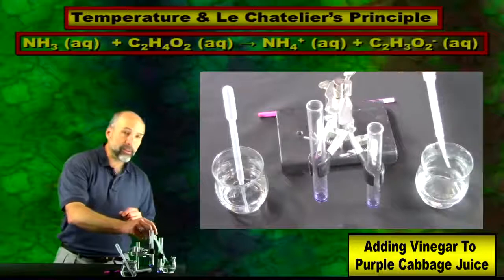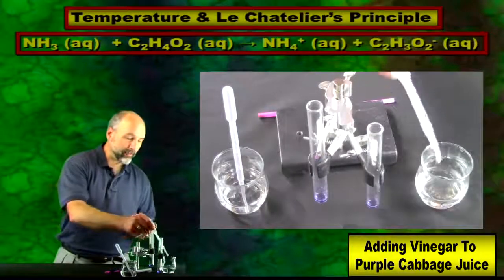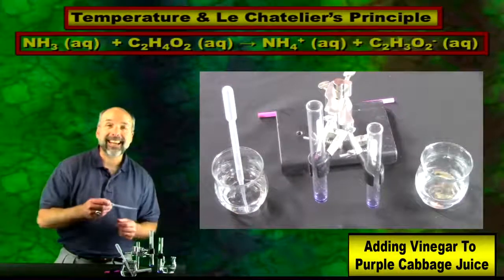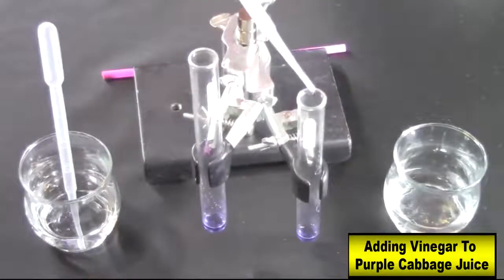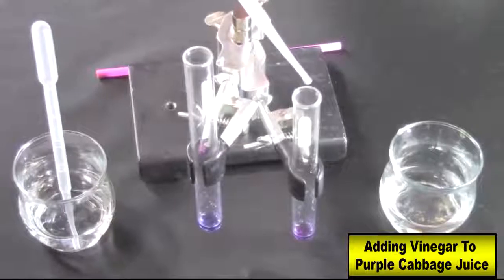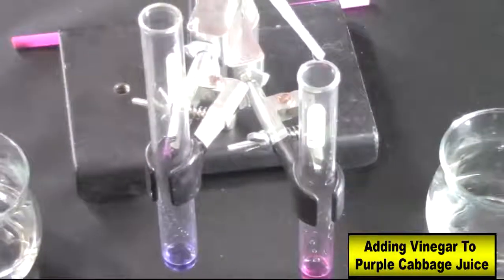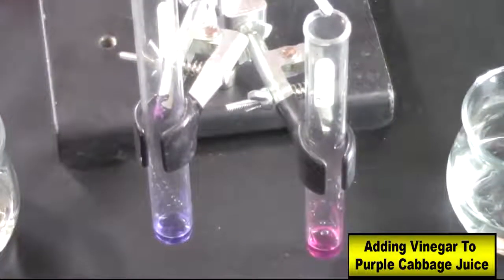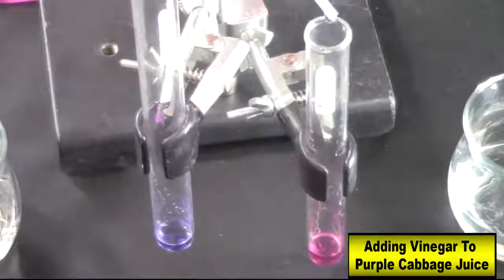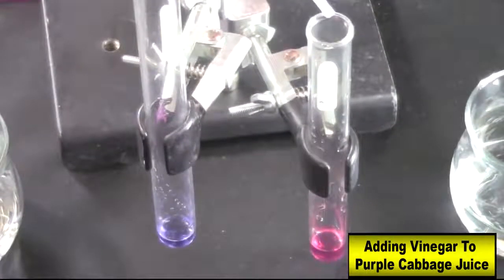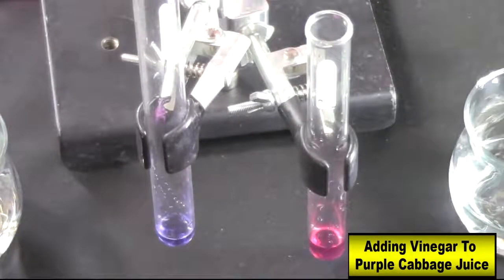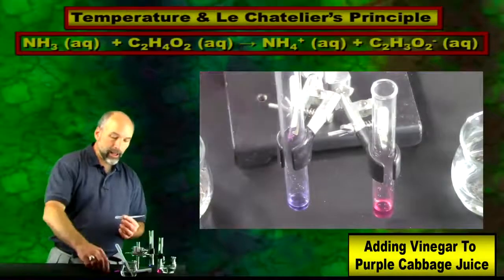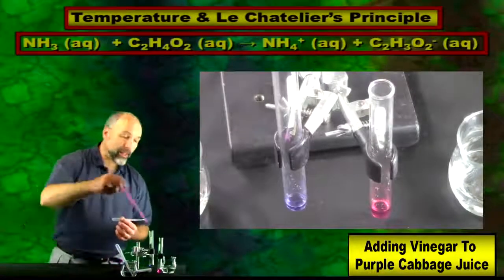Now the vinegar, as you know, has acetic acid in it. And what we want to do is put in exactly 15 drops. So let's go ahead and do it. 1, 2, 3, ... 13, 14, 15. And if you look at it, you'll see a very, very pretty shade of pink.